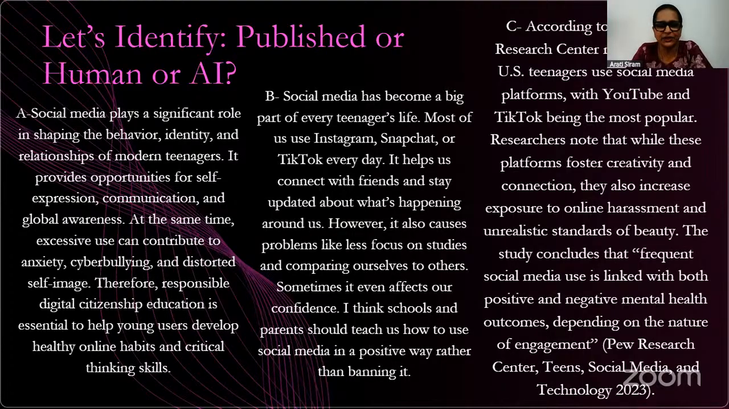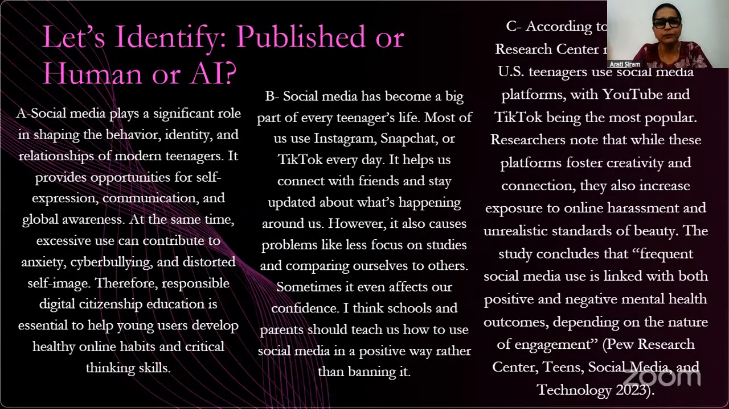Okay, that's correct actually. If you see, A is AI generated text, B is human generated, and C is published text. If you see the language, understand the usage of language over here, we can easily come up with what has been done. So if you see the significant role in shaping behavior and identity and relationships, AI has considered all the possibilities which are considered in social media.